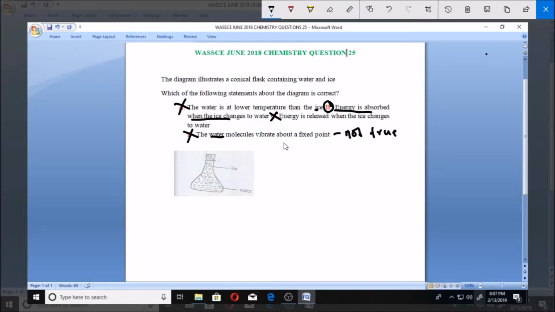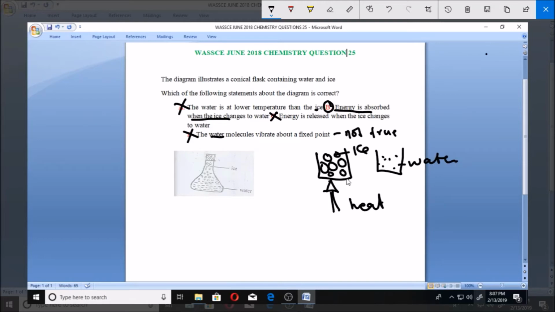You need energy. If you want to also learn about this, just put an ice block inside something, then apply heat, apply energy in form of heat. Once you apply energy, you find out that this very ice block will change to water. So you need heat to do that.